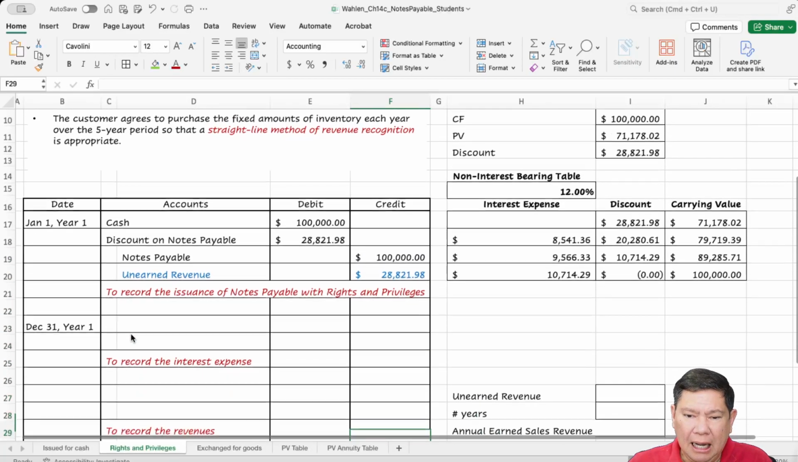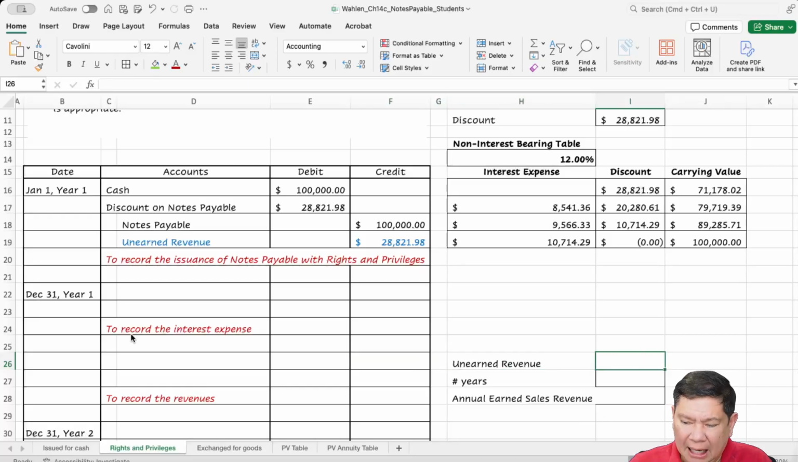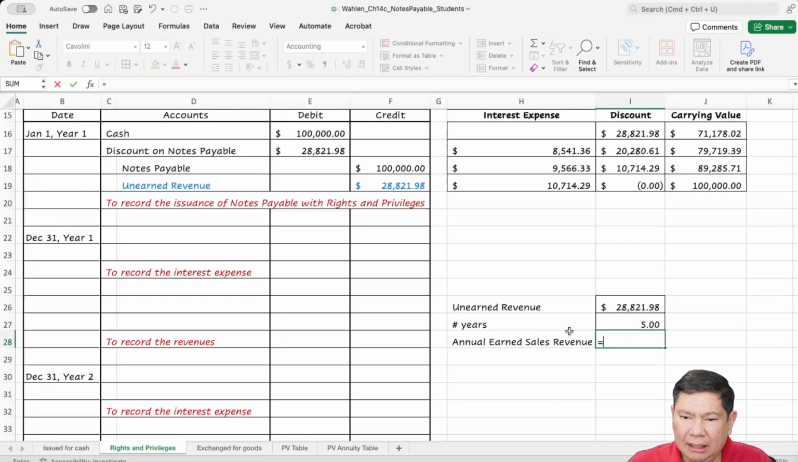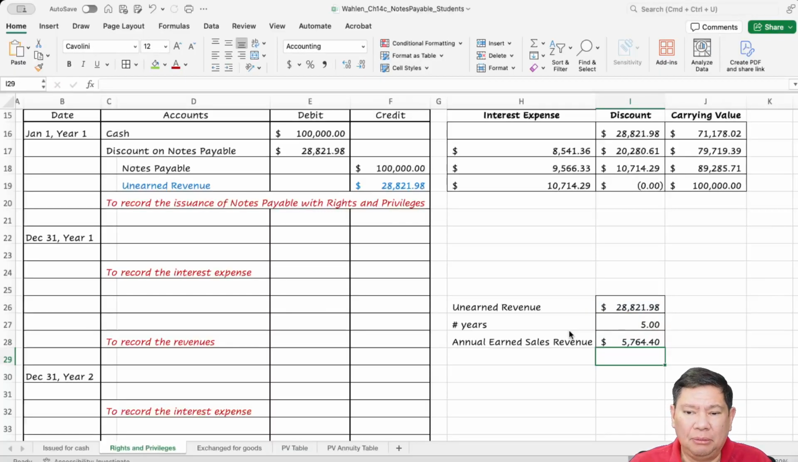Okay, so now we have to amortize this unearned revenue, 28,821.98, divide that by the number of the offer, so the customers can use it over a 5-year period. So that's going to give us, if we divide 28,821.98 by 5, we get 5,764.4. Okay, so what is the journal entry?